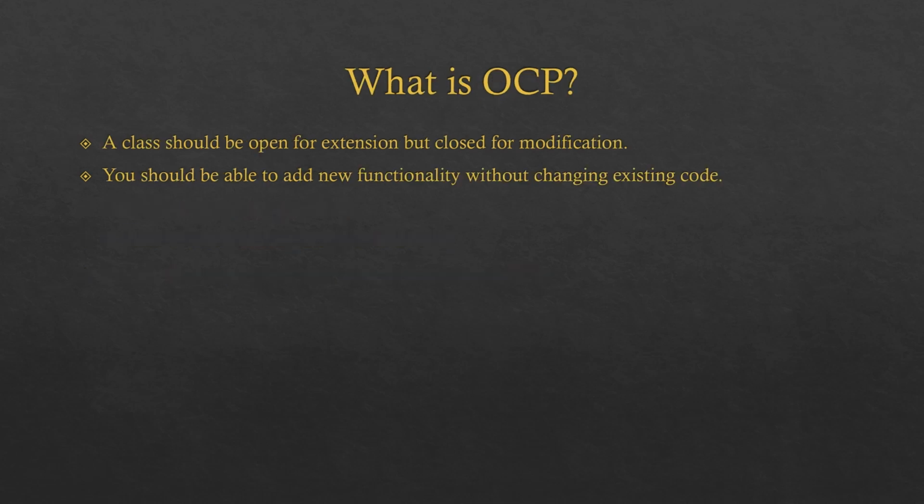Next, let's discuss the open-closed principle, or OCP. OCP states that a class should be open for extension but closed for modification. This means that we should be able to add new functionalities to a class without changing its existing code.